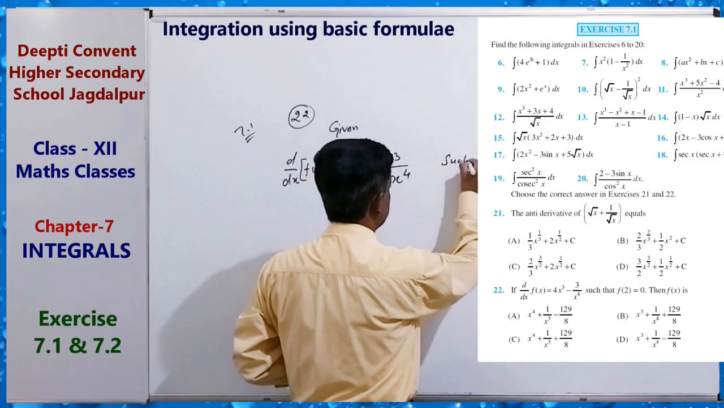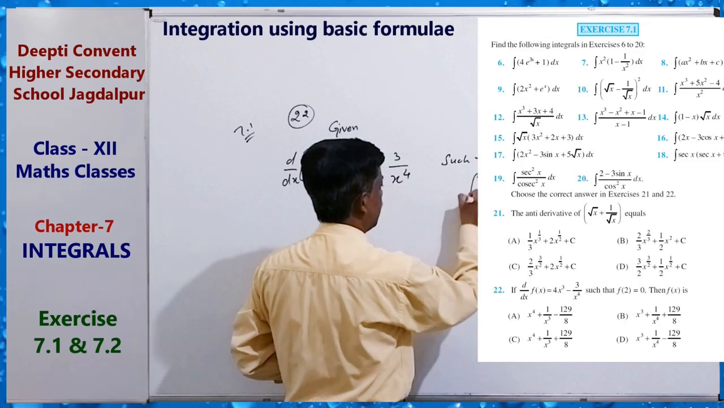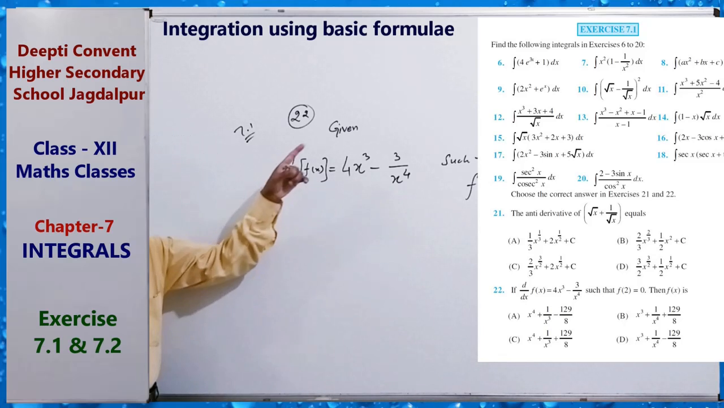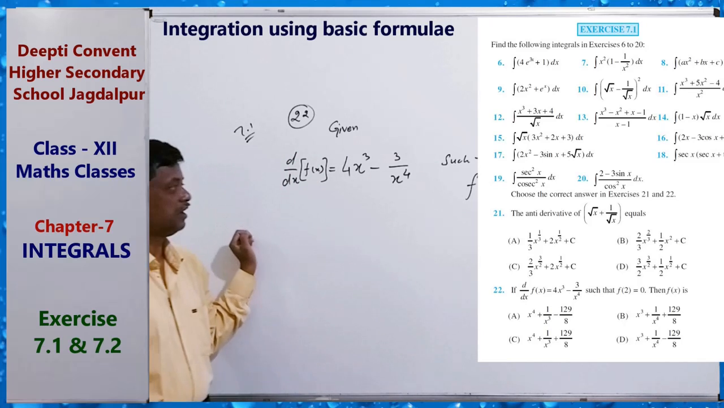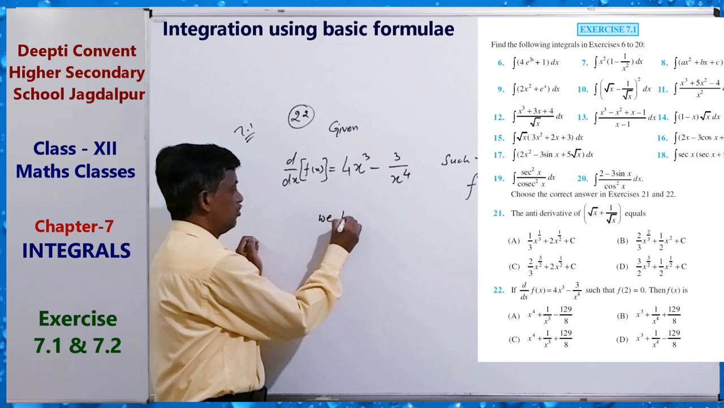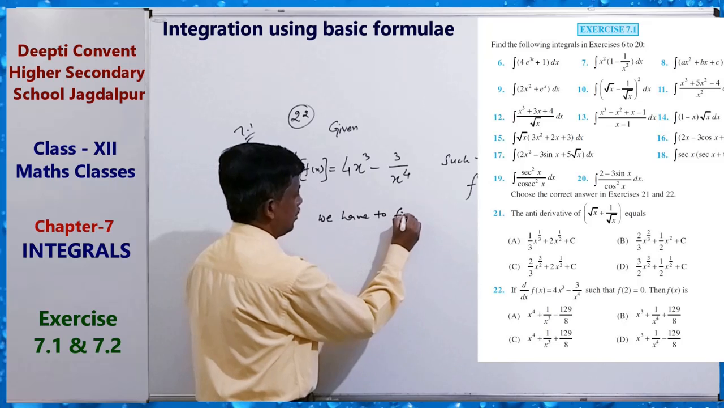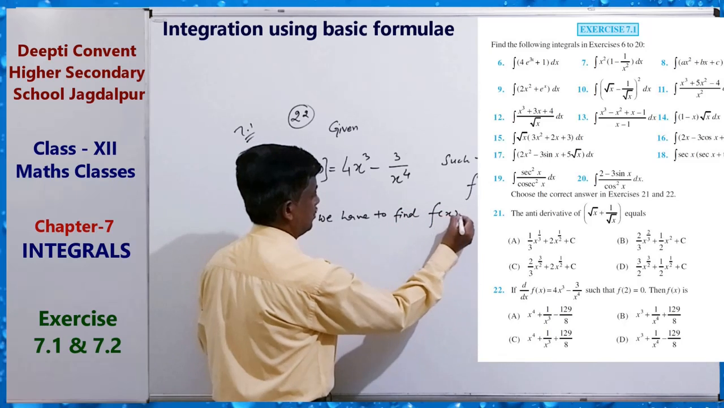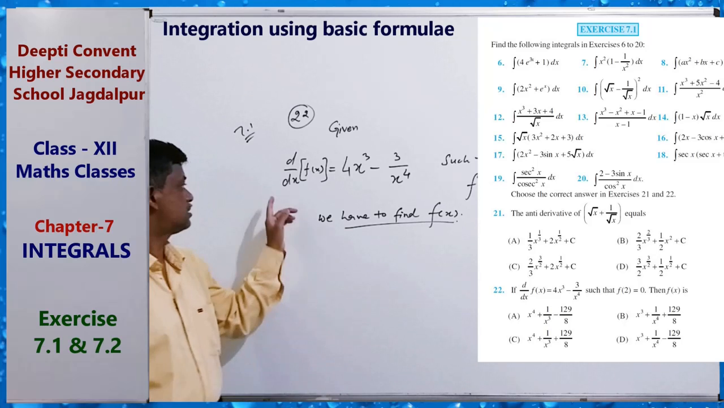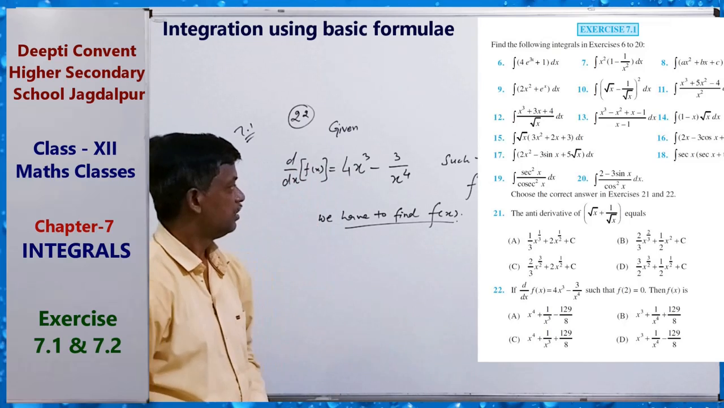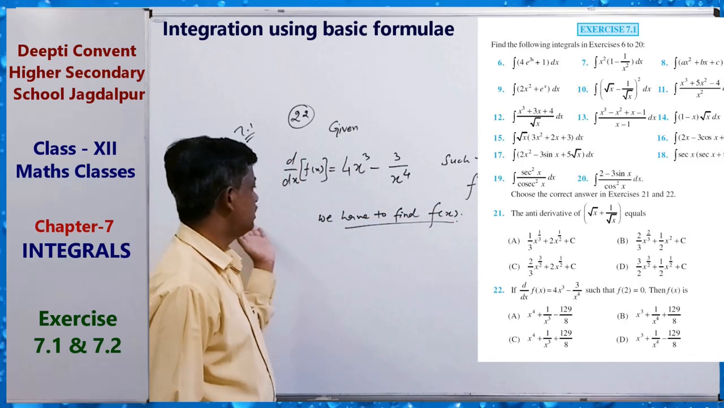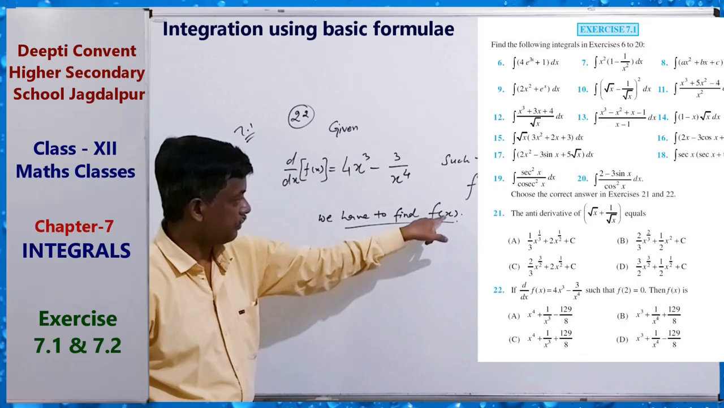f(2) equals 0. It is given in the question and we have to find the value of f(x). Okay, this is question 22. d by dx of f(x) equals this, such that also f(2) equals 0. It is given. So we have to find f(x).